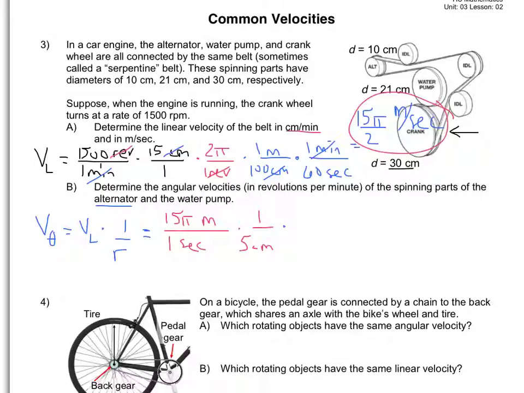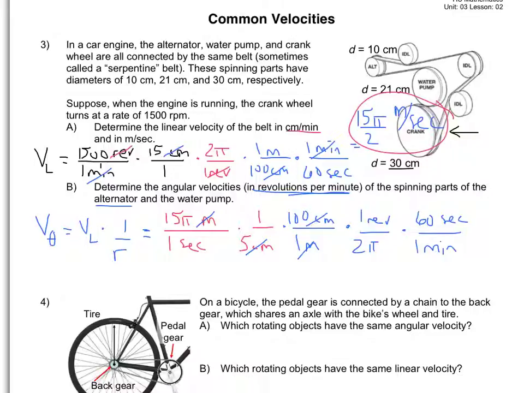And once again, there's 100 centimeters for 1 meter. And notice centimeters cancel and meters cancel. So right now we are in radians per second. If I'm trying to get the revolutions per minute, well, 1 revolution is equal to 2 pi radians. So now we're in revolutions per second. To get to minutes, well, there's 60 seconds in 1 minute.